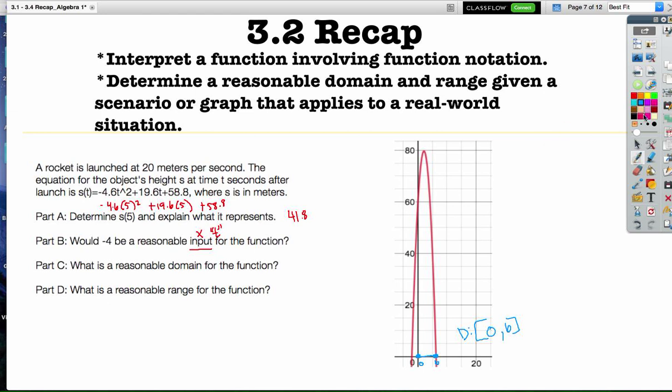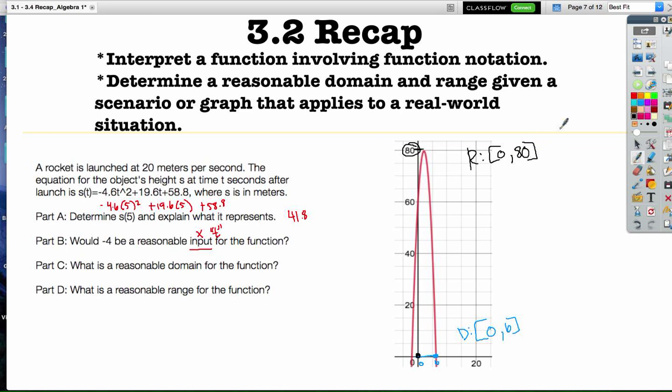And then the range is representing the height, so we've got to think, do we want all these values or do we need to exclude some? So the height, we're not going to have negative height. We're not going to have these negative y values. It's not going to go up and then come back down and go underground or anything crazy like that. So reasonable y values are from 0 until its max height here of 80. So the range would be including 0 to 80.